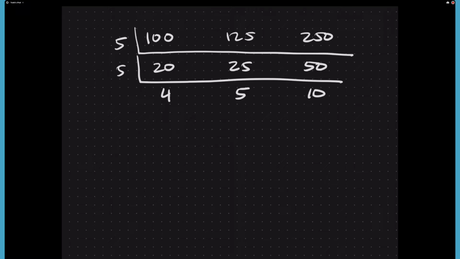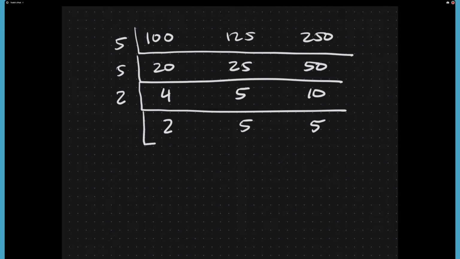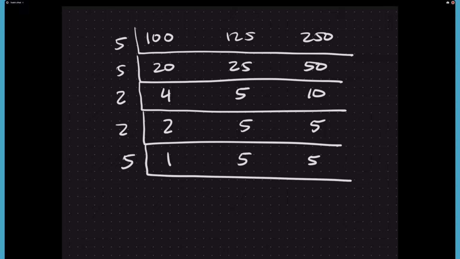And here I can see that 2 will divide into 2 of those. 4 divided by 2 leaves us with 2. 10 divided by 2 leaves us with 5, and I will bring that 5 back down. Do this again, and I can see that 2 will divide into 2, bring down 1, and I still have our 5s. 5 will divide into both of those 5s, leaving us with 1. I'll bring that 1 down.